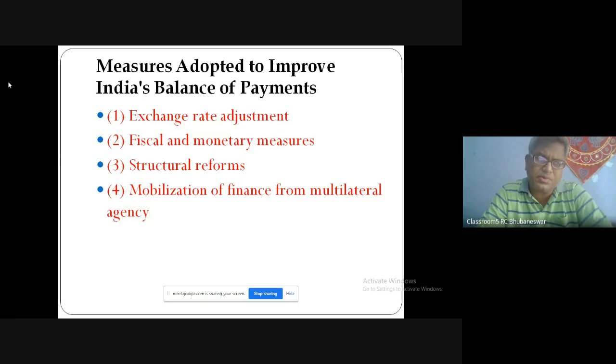How do you improve it? You have to focus more on exchange rate adjustment. You should focus on fiscal policy and monetary policy measures. You should also focus on some structural reforms.